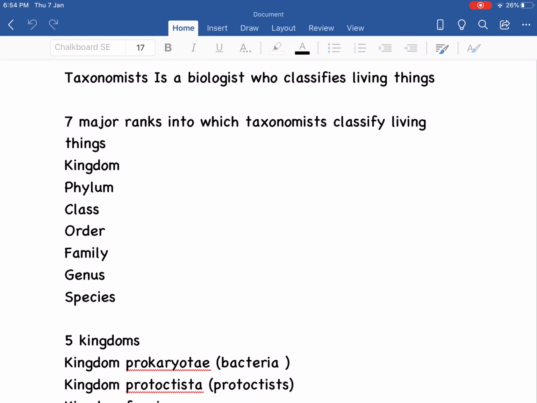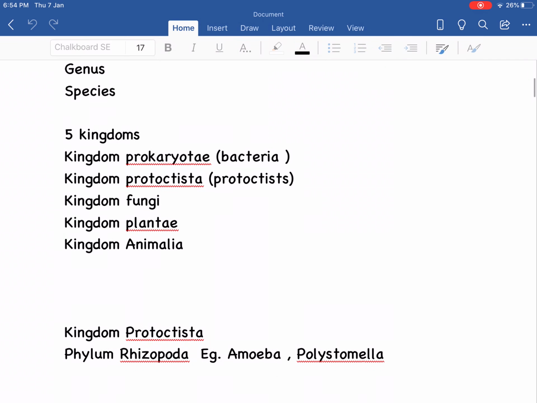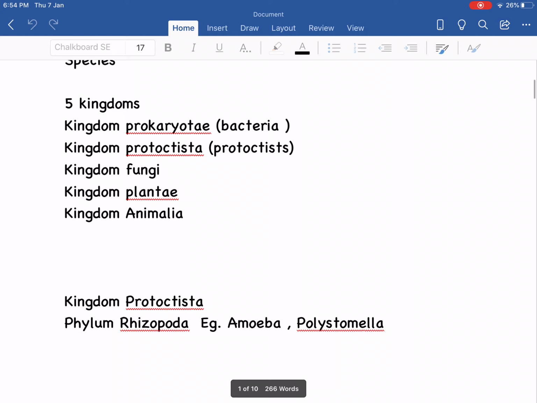Seven major ranks into which taxonomists classify living things are kingdom, phylum, class, order, family, genus, and species. There are five kingdoms in biology. These are the kingdom Prokaryote, which includes the bacteria, kingdom Protoctista, which are the protoctists, kingdom Fungi, kingdom Plantae, and kingdom Animalia.